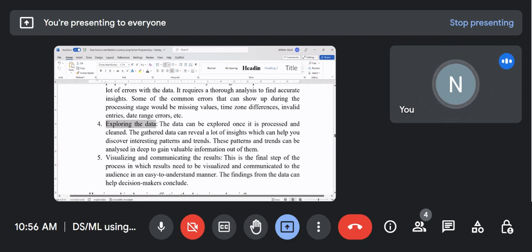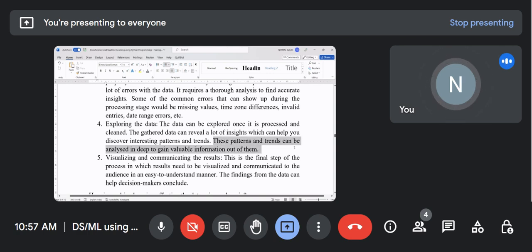This is what we are going to do: explore your data. Just try to reveal the insights in the data. What kind of data is this? I need to check what kind of trend this data is going to give me. I need to discover the patterns inside the data, understanding the pattern of the data. This is called data exploration.